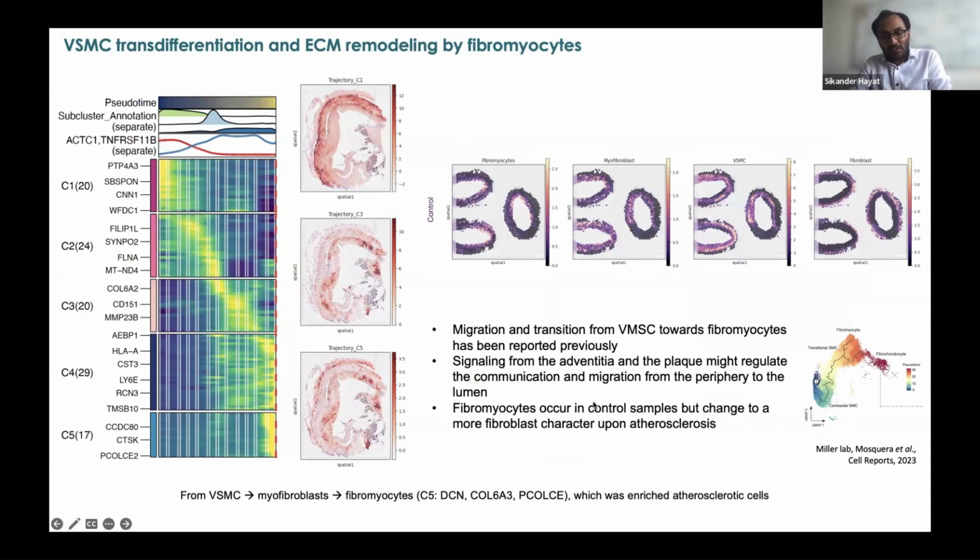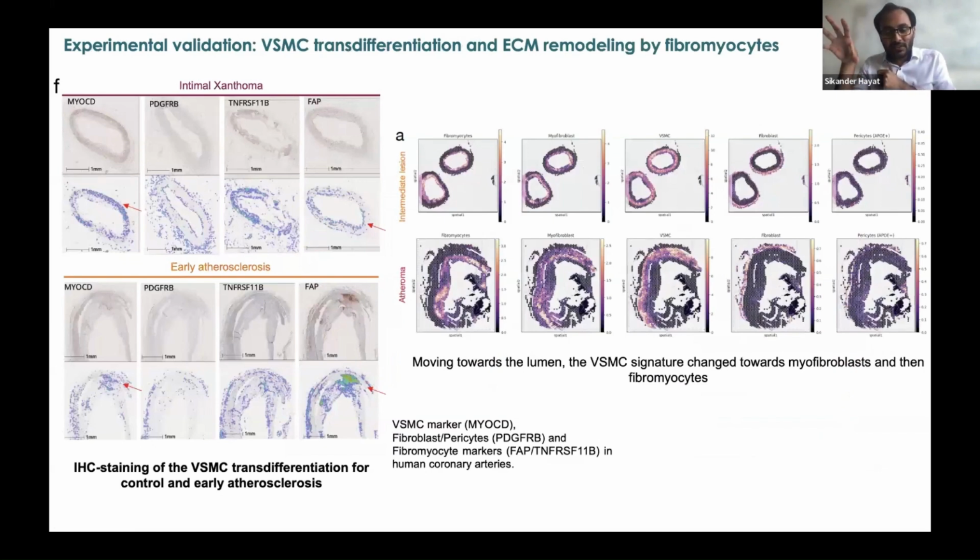Again, a lot of this is not completely new. Miller Lab has also reported similar transitions in their fantastic paper in Cell Reports in 2023. What is quite interesting for us is to look into these trajectories from a spatial point of view, and then also to look into some experimental validation, shown here on the left-hand side, showing some immunohistochemistry staining, showing the VSMC transition from controls to early atherosclerosis stage, and some selected markers for VSMCs, fibroblasts, and fibromyocytes in the human coronary arteries.